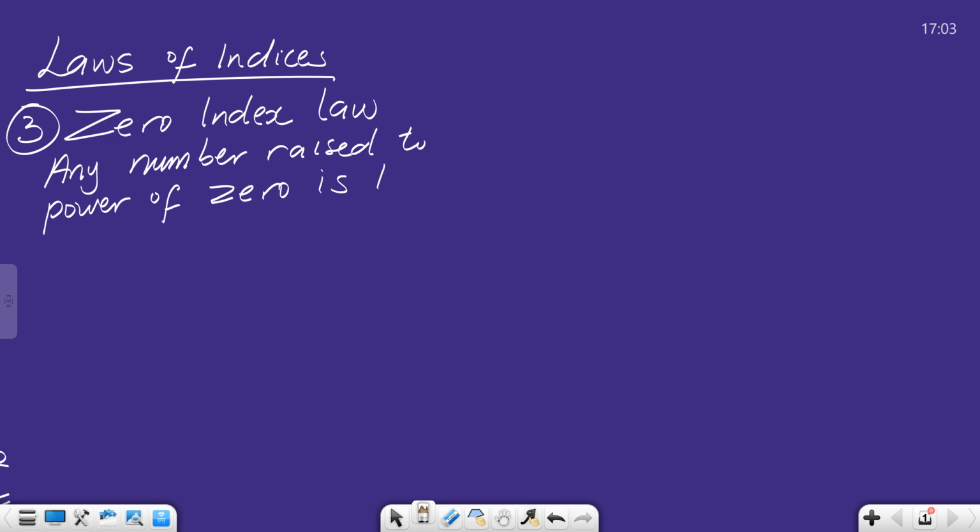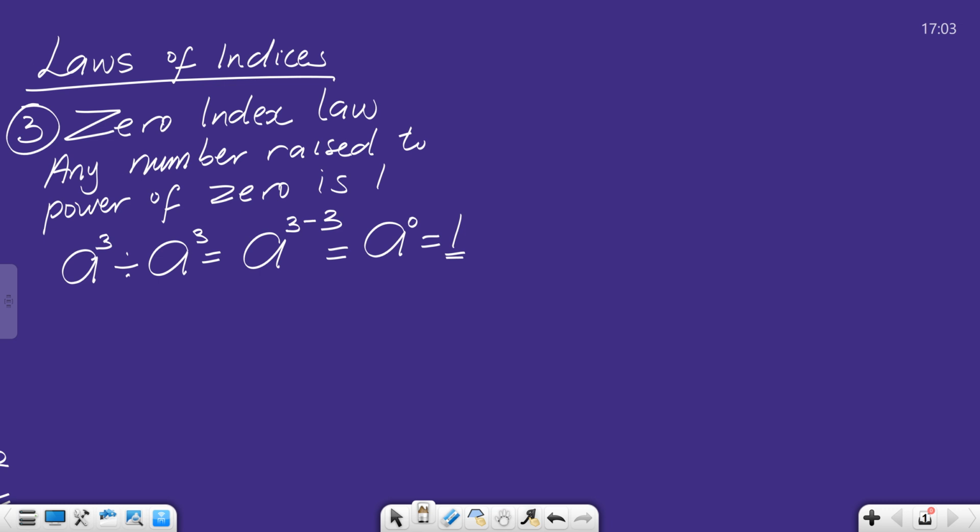Let's look at this. I have a raised to the power of 3 divided by another a raised to the power of 3. If I want to use the division law here, that would be a raised to the power of 3 minus 3, because they have the same base. We subtract the powers, and this gives me a to the power of 0, which is 1. This is what the law says.